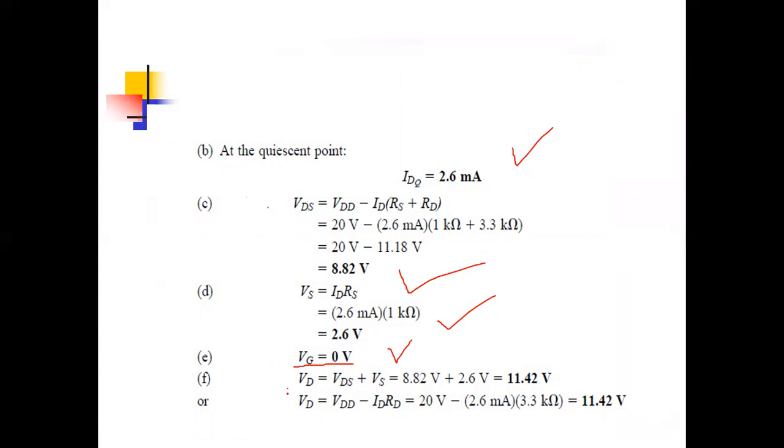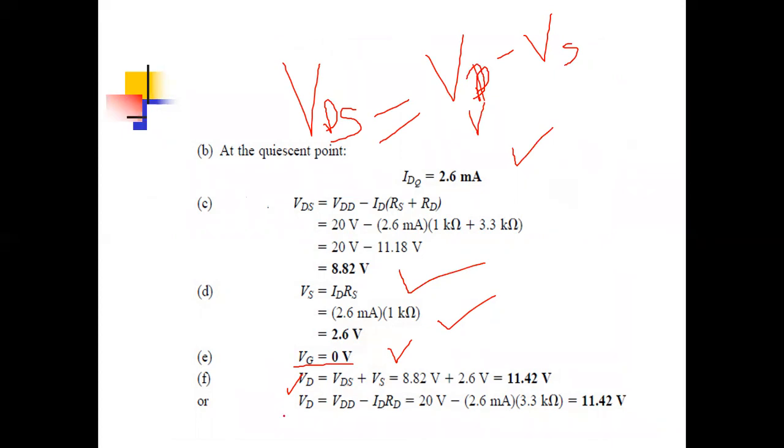Now next we have to calculate VD. If you remember the formula, VDS equals VD minus VS. See the notation: the first term comes first, VD minus VS. Now you want to calculate VD, so it will be VDS plus VS. VDS you have calculated, VS you have calculated, so VD is 11.42 volt.